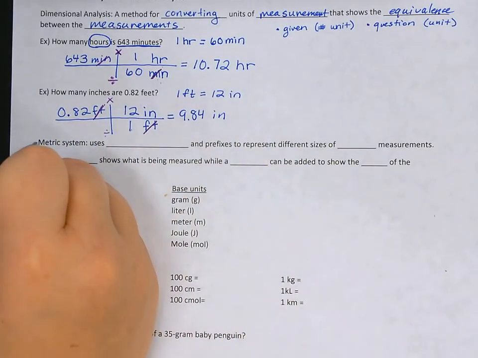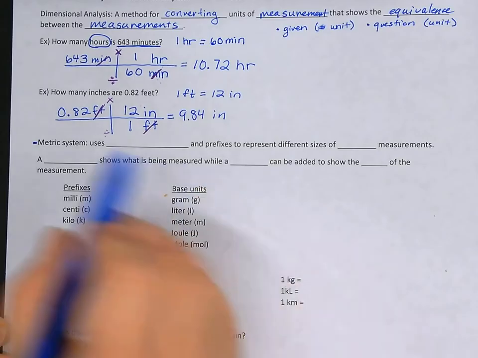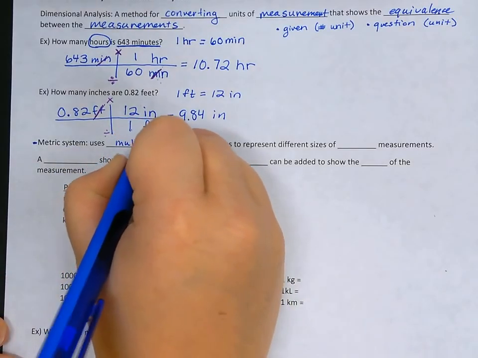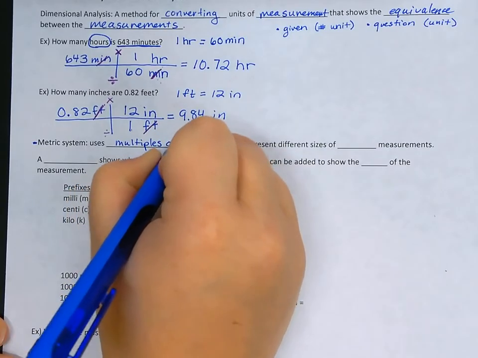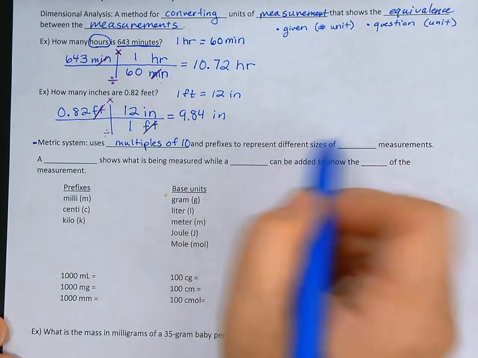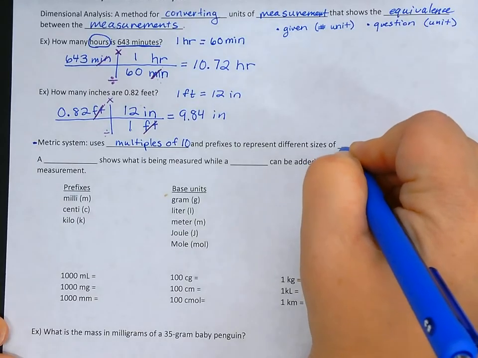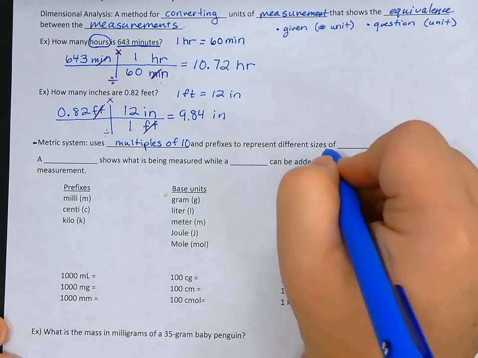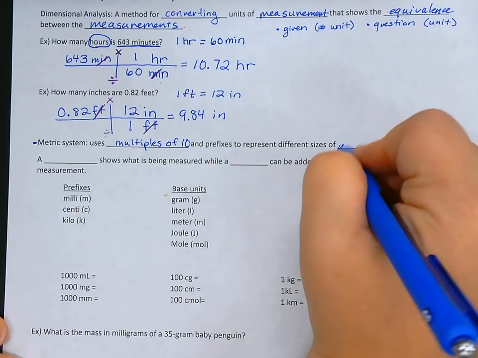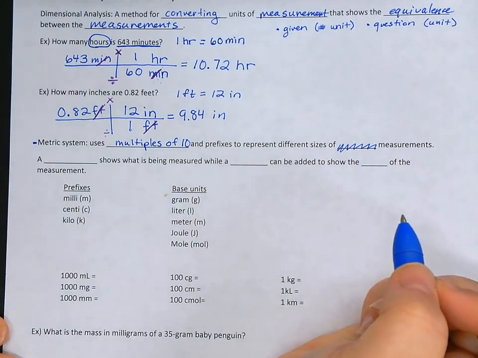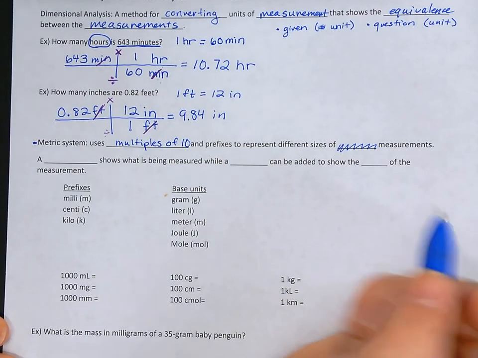So now we're going to explore the metric system. So the metric system uses multiples of 10 and prefixes to represent different sizes of measurements. Oh, I don't know why there's a blank there. We'll leave that out. It's different sizes of measurements.